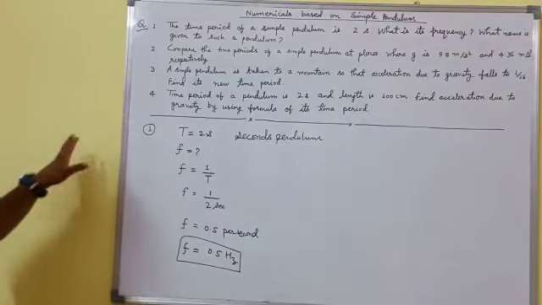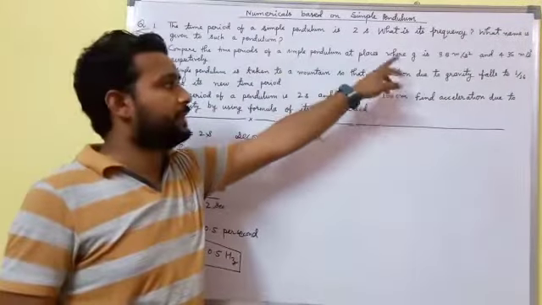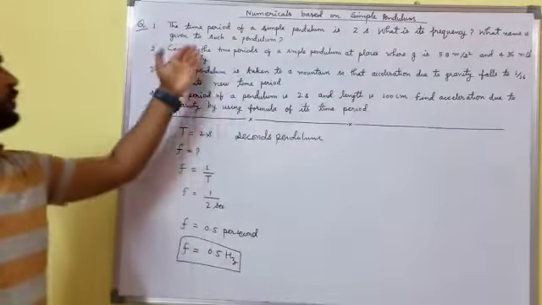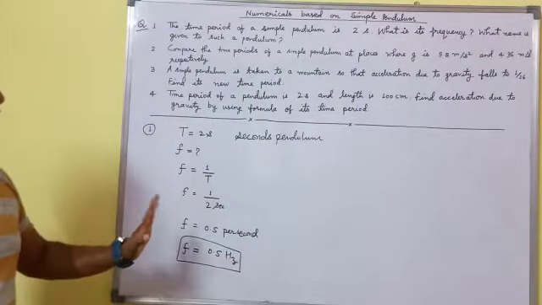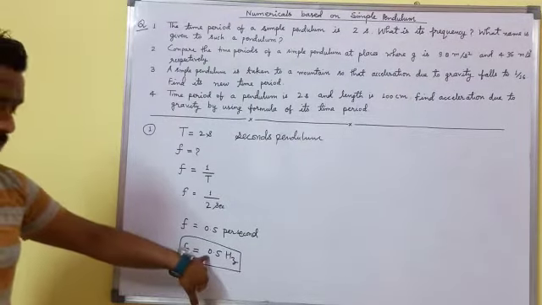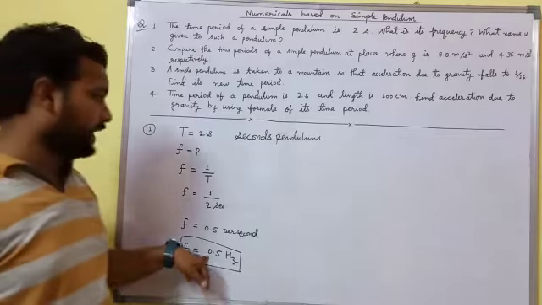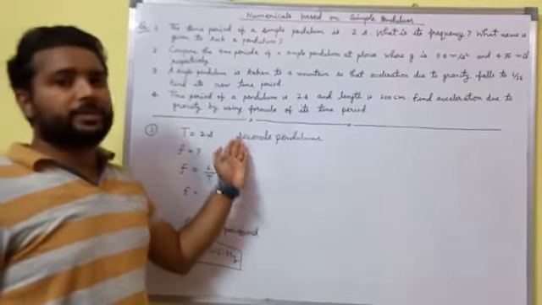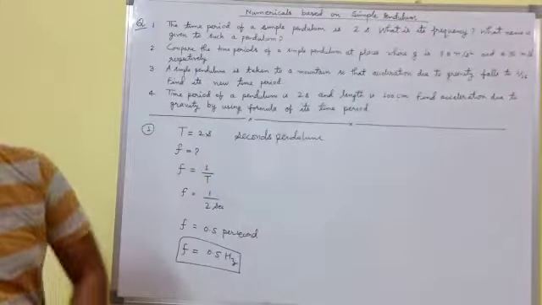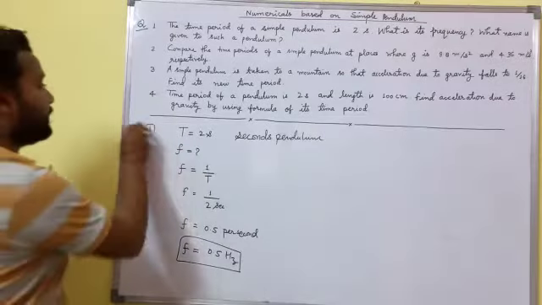The question was what is the frequency and what name is given to such a pendulum. So the answer: frequency will be 0.5 hertz and the pendulum will be a second pendulum. Now the second question.